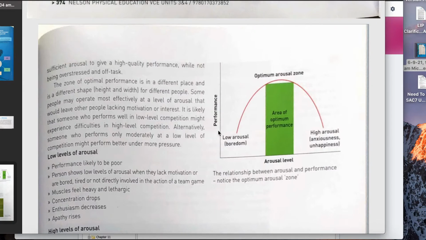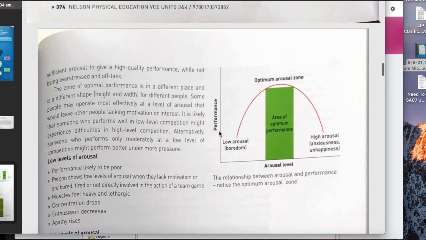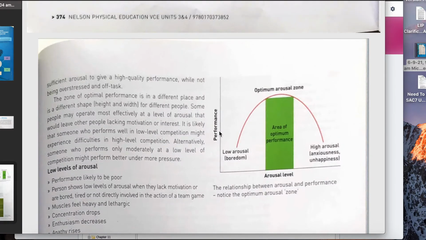Now let's talk about the flip side of things. We're not playing a mid-season game against the bottom of the ladder, we're playing in the grand final. My readiness and excitability level might actually be through the roof, because I'm feeling very anxious and very nervous about this game. That can actually lead to the same low level of performance.